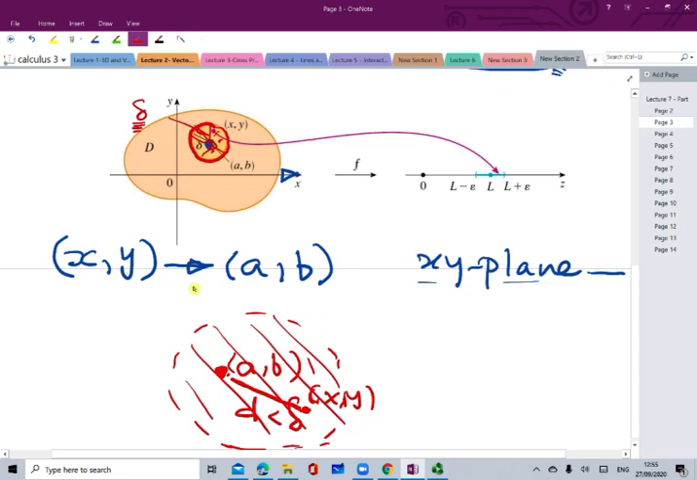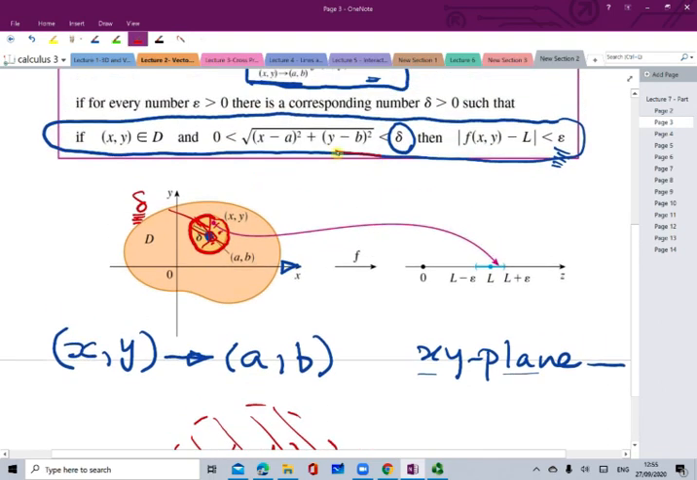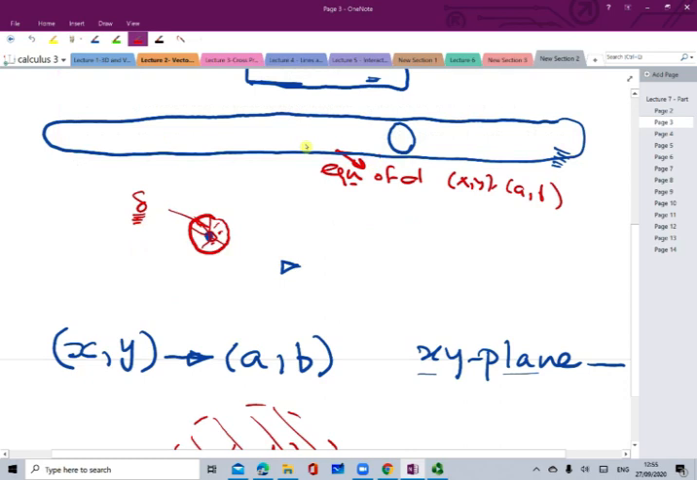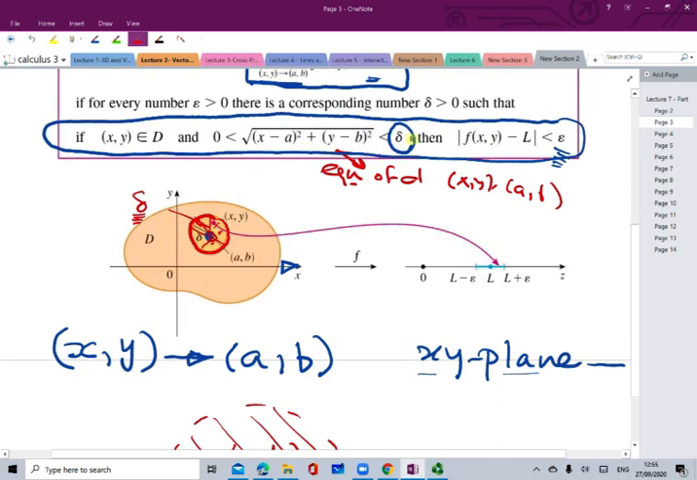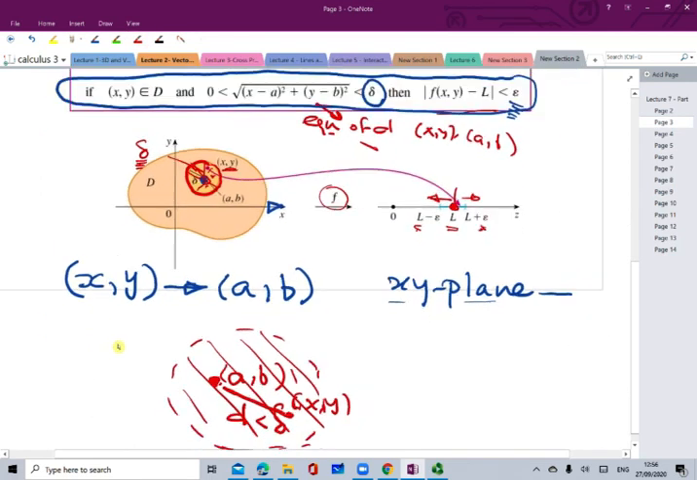So we have in this formula the equation of the distance from the point xy to the point AB. It's actually the equation of a circle centered at AB with radius delta. What about the range of the function? Any point xy you substitute in the function f, if the limiting value is L, then if you have a range of values within this epsilon, then the limit will exist. So this is the same.